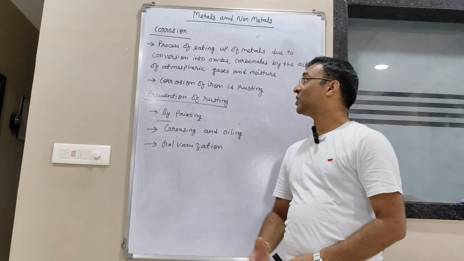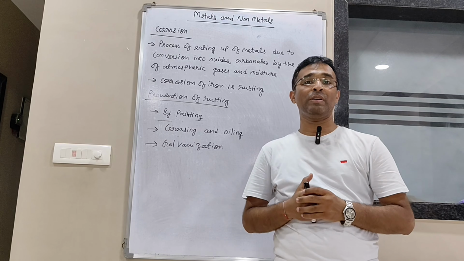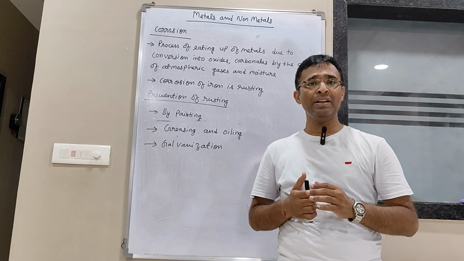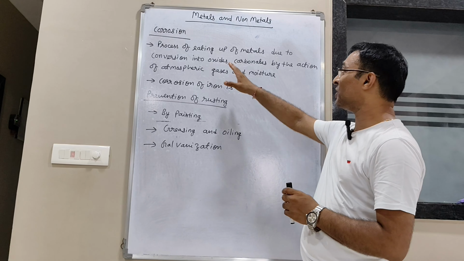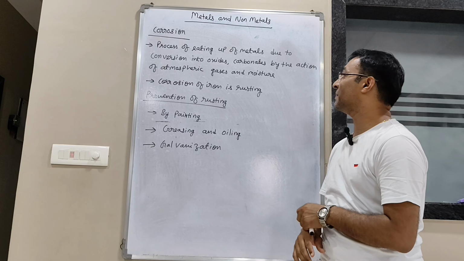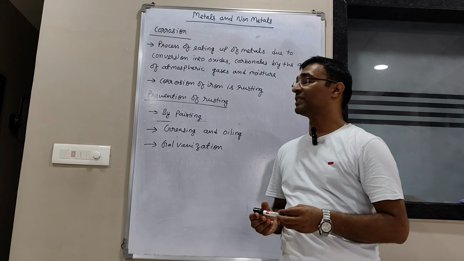What's the last topic? Corrosion. As we all know, corrosion is a very big problem in today's world. Millions of rupees are spent to prevent corrosion. What is corrosion? The process of eating up of metals due to conversion into oxides, carbonates by the action of atmospheric gases and moisture.